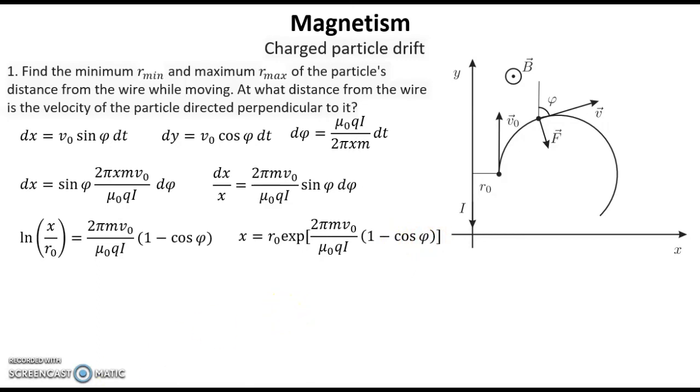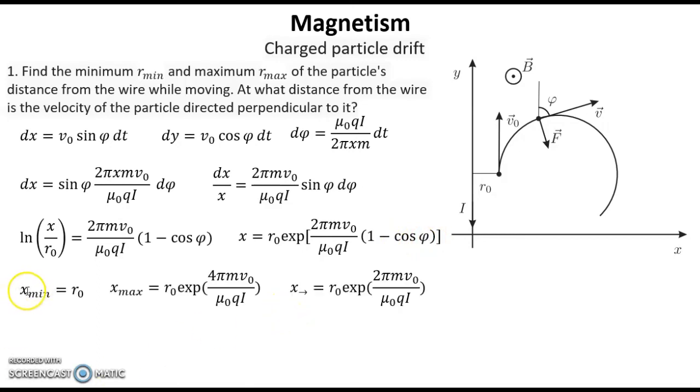And let's write these expressions. So we have x minimum equal to r0, x maximum equal to r0 multiplied by this exponent, and for x when moving horizontally we have r0 multiplied by this expression. And let's write the condition for this expression. We have that the coefficient alpha equals this expression, almost 0, a little greater than 0.